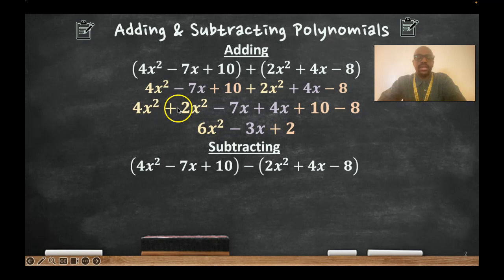The most common mistake here is we would add 4x squared plus 2x squared and get 6x to the fourth. When you add and subtract, you do not change the exponents, you do not change the base. You just add or subtract the coefficients, and you bring the same base along with it.